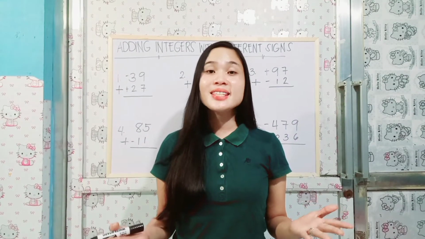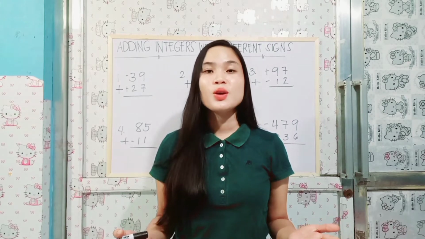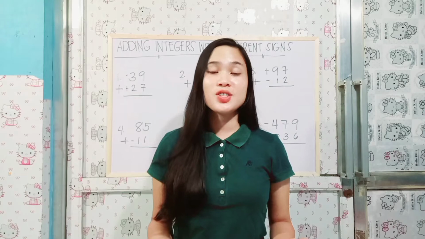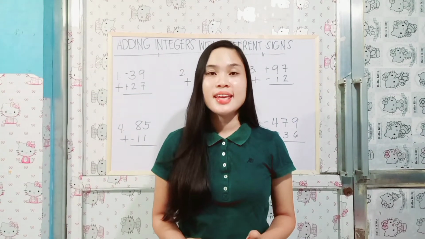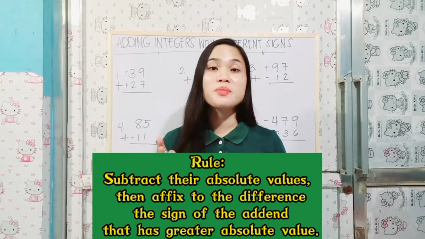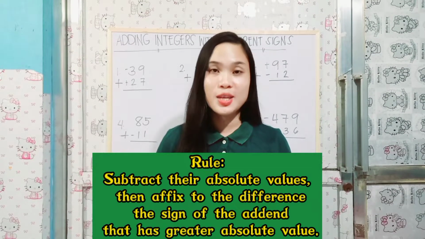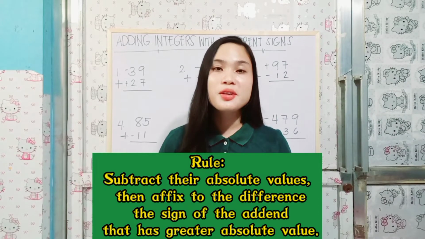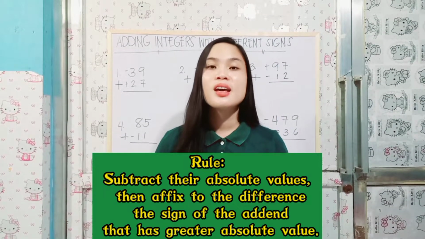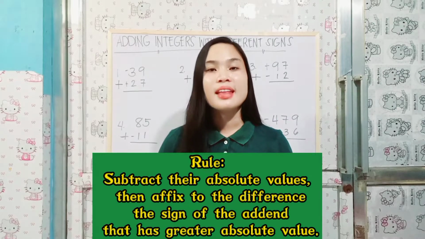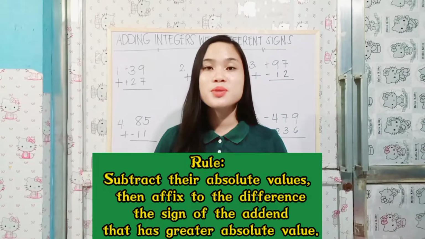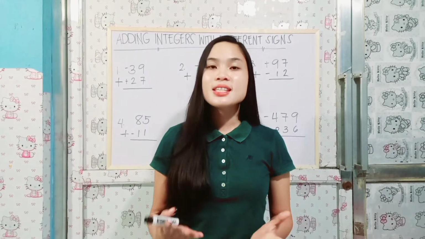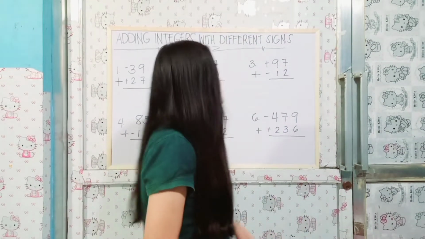Now, let us have adding integers with different sign. The rule in adding integers with different sign is that you are going to subtract their absolute value. And then after, affix to the difference the sign of the addend that has greater absolute value. For you to understand further, let us have some examples.